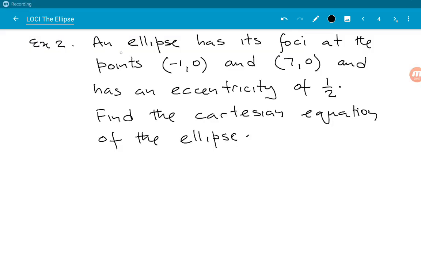Example 2. An ellipse has its foci at the points (-1, 0) and (7, 0) and has an eccentricity of a half. Find the Cartesian equation of the ellipse. Now this is very similar to the first one, except we should note that the foci are not placed evenly to either side of the origin. But let's draw a sketch to first of all see what the situation is.